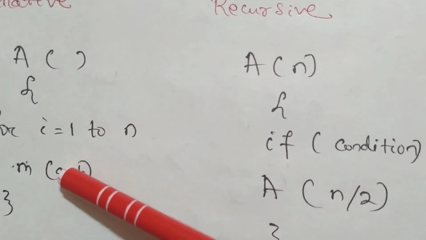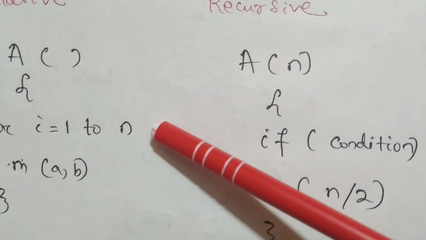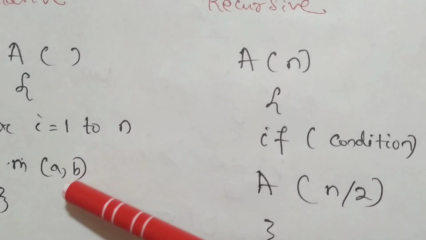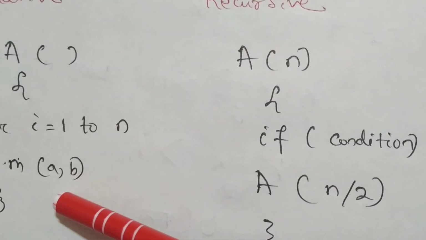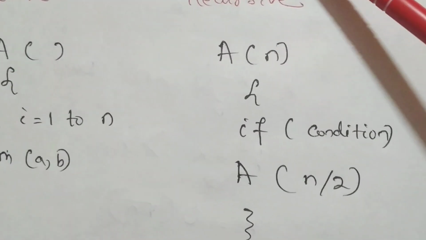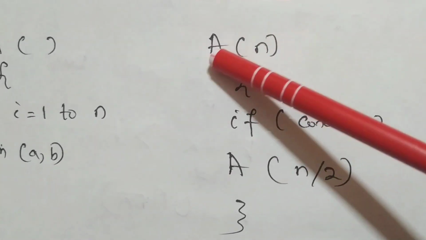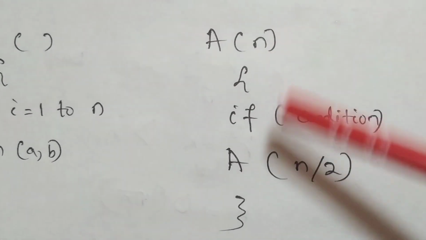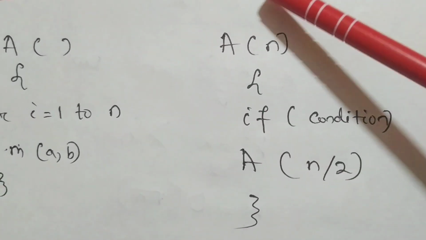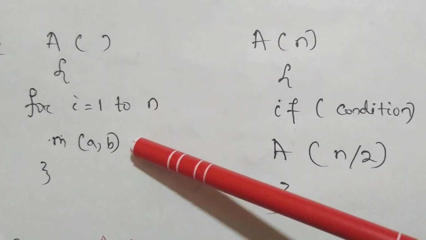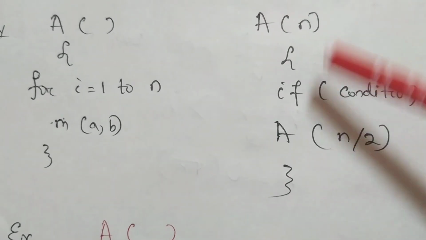So one example I have given here. For i from 0 to n, m equals a plus b, or a comma b, whatever you write. So this is iterative, we are using a loop. And here we are recursing, meaning after the if condition we are again calling the function. A is the function, and here we are writing n by 2 or whatever. This is called recursive, this is iterative, we are using a loop. Okay, here the function is calling itself.